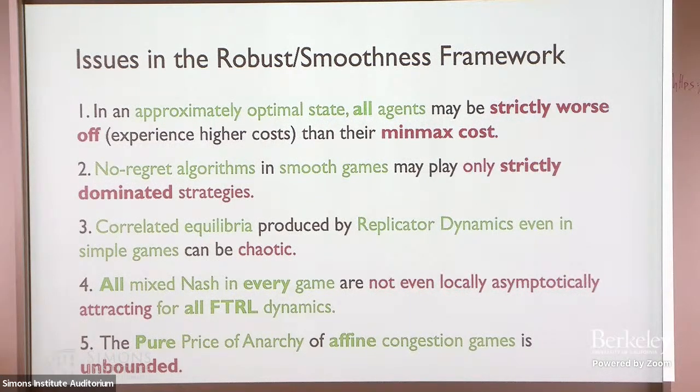So there are games where approximate optimality is not very useful as a concept. Number 2 is actually rather surprising. It says that there exist no-regret algorithms in smooth games, let's say linear congestion games, such that the sequence of play only uses strictly dominated strategies. By this I'm using the most powerful definition: these are pure strategies which are strictly dominated by another pure strategy.